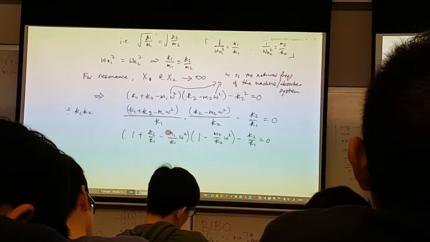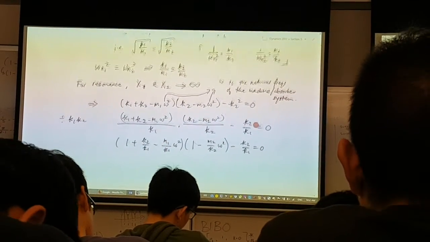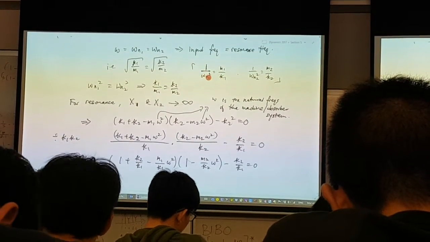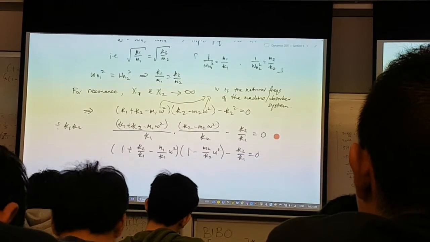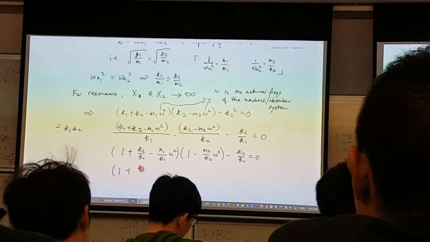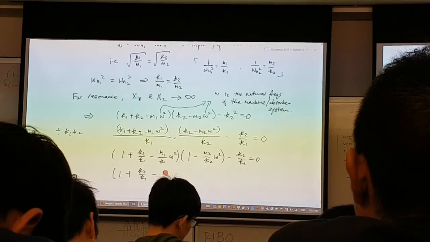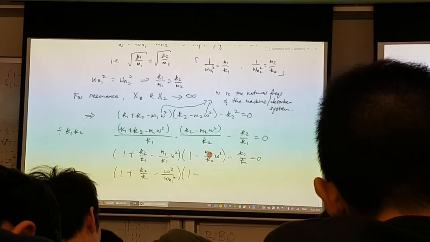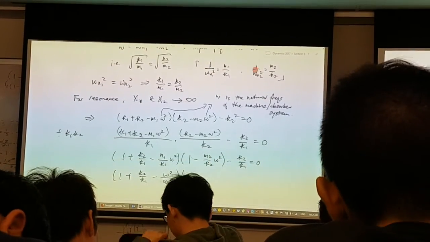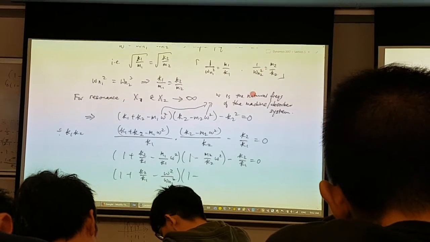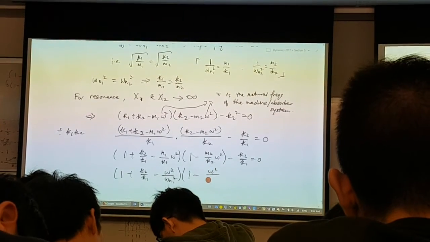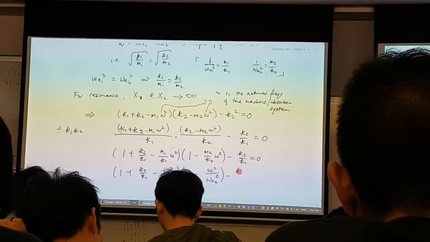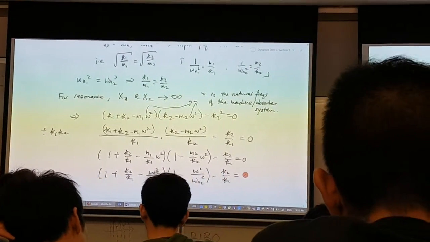So this term over here, m1 over k1, we had seen that somewhere before. m1 over k1 is 1 over omega n1 squared. So I'm going to replace that. So I'll get omega squared over omega n1 squared. And this one, m2 over k2, is 1 over omega n2 squared. So I have omega squared over omega n2 squared and minus k2 over k1.